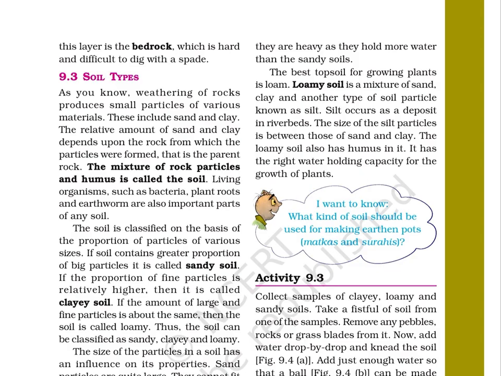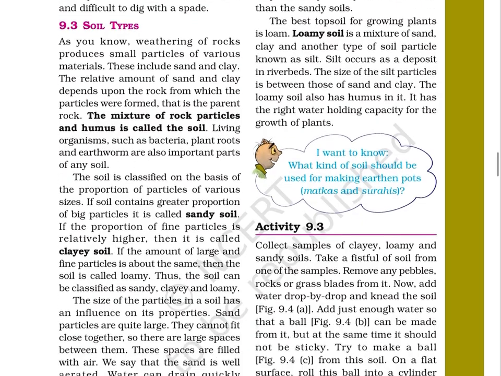There's a thought bubble given here. A picture of Bojo is next to it. "I want to know what kind of soil should be used for making earthen pots, which are matkas and surahis."